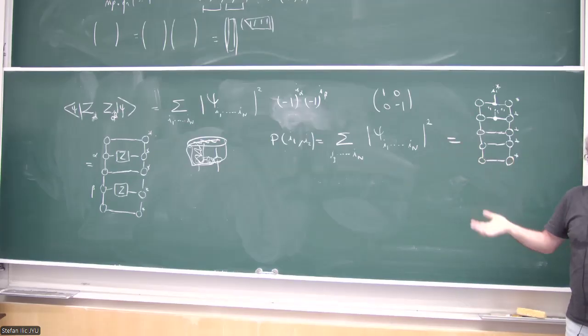Don't forget to write P of I1 knowing I2, to sample the probability of I2 knowing I1, to sample I2.